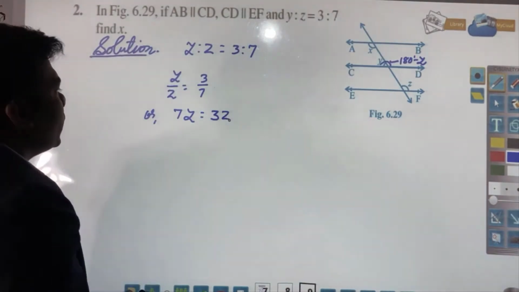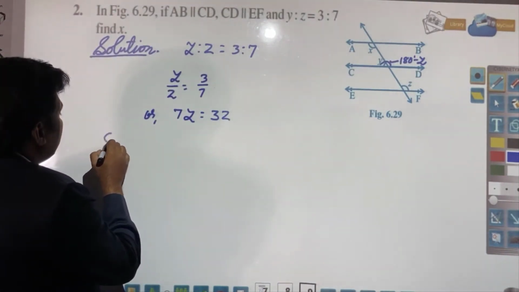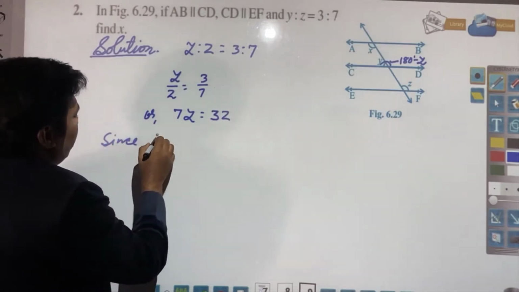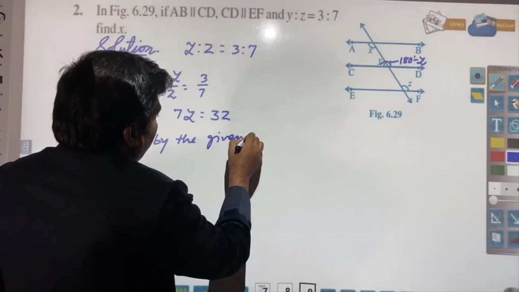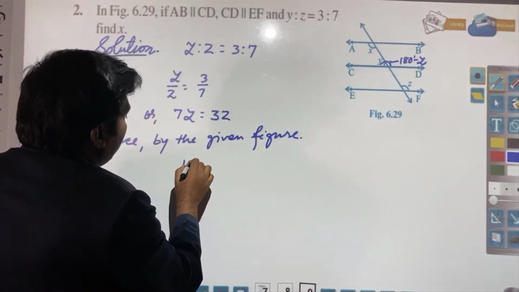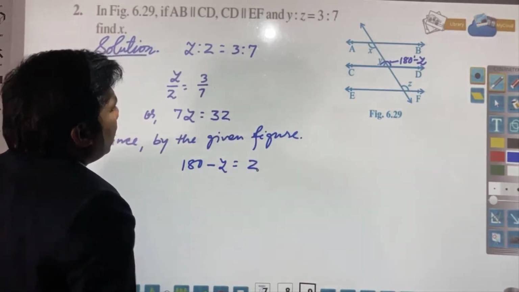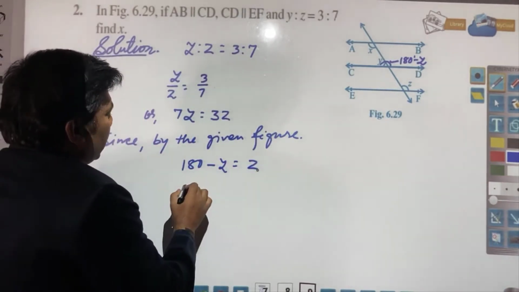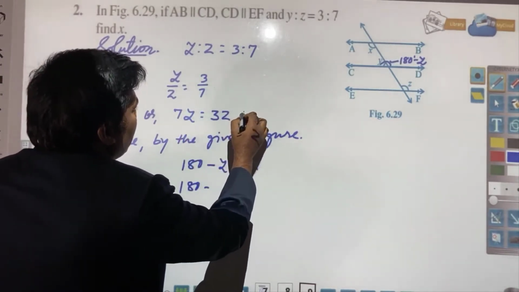Now here you see, since by the given figure, 180 minus y is equal to z. Now you put the value. Here we can write, 180 minus y will be what?